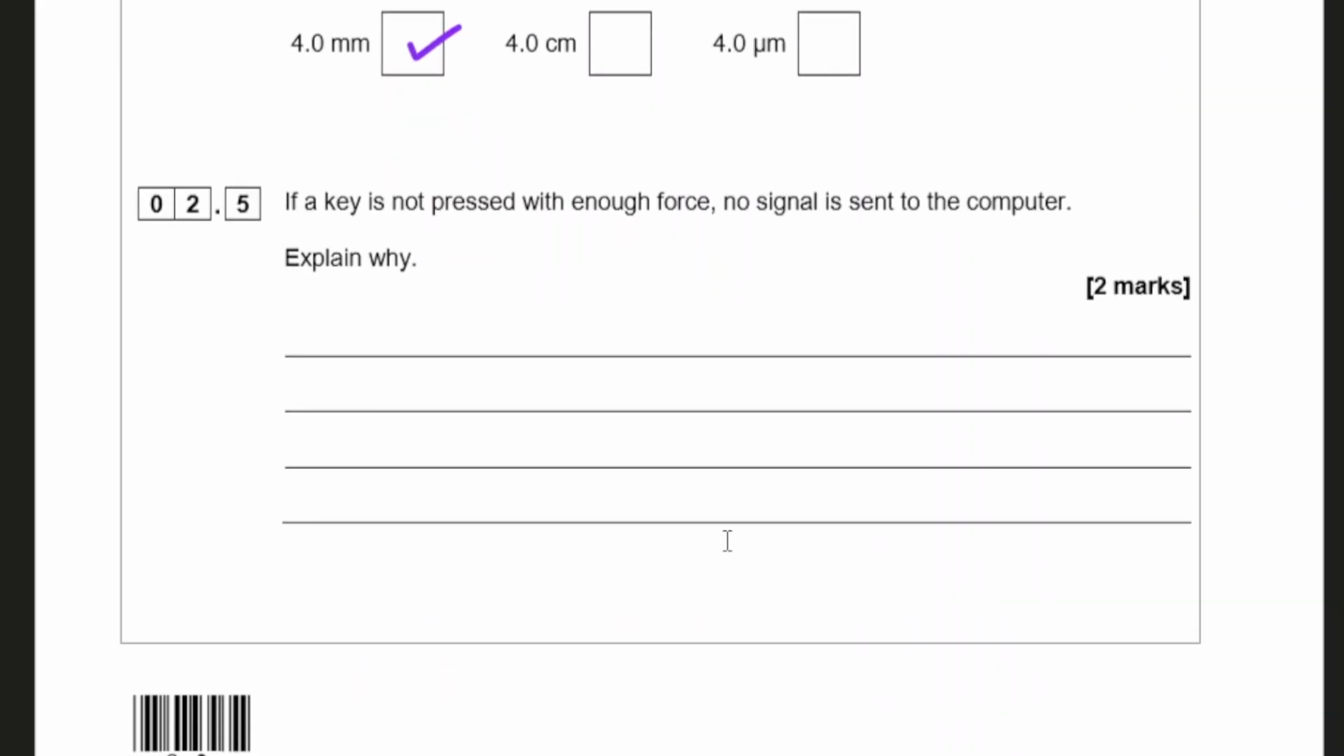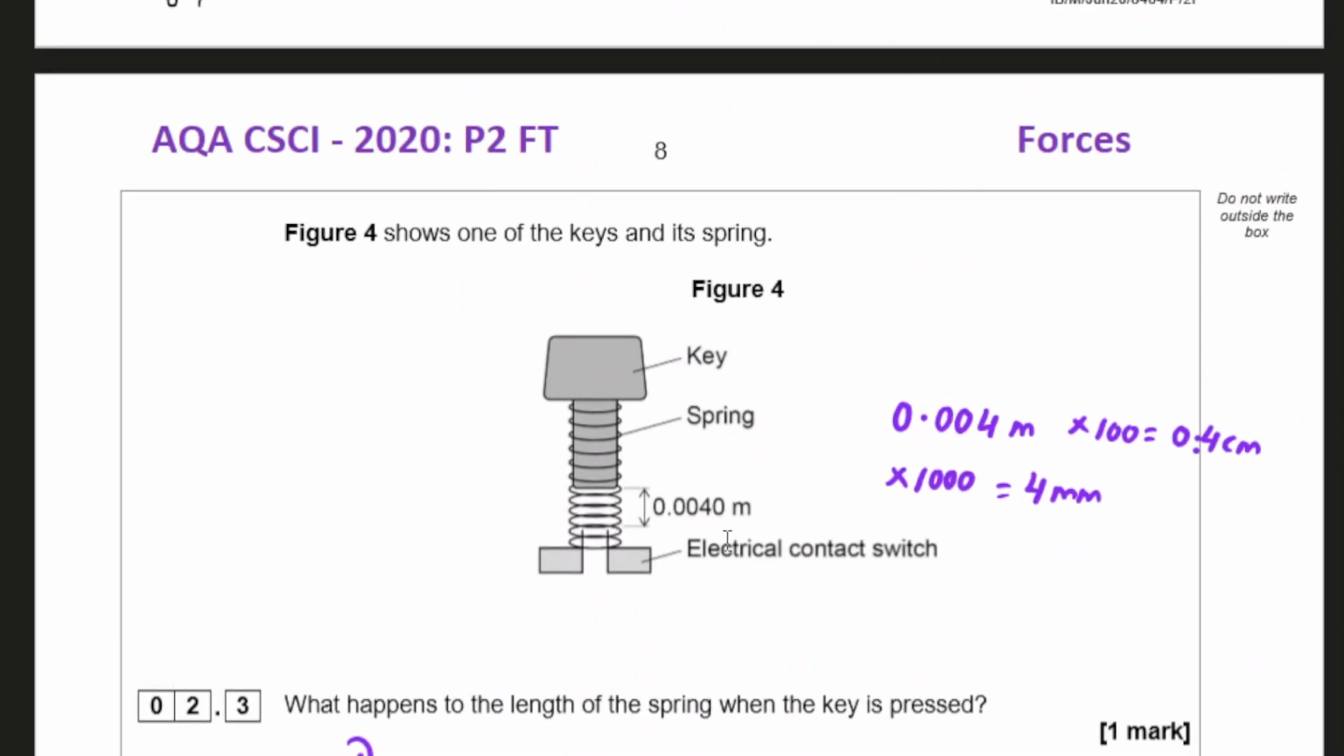If the key is not pressed with enough force, no signal is sent to the computer. Explain why. Well, if you don't press it with enough force, then the key is not going to come into contact with the electrical contact switch. So what you have is basically a metal piece at the bottom of it. And when you press it, that metal piece touches these two ends, and it allows the current to go through in that direction.